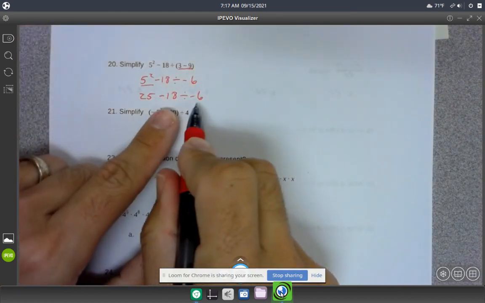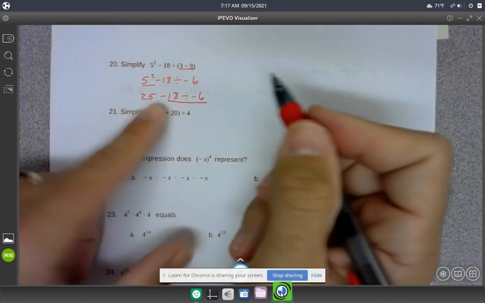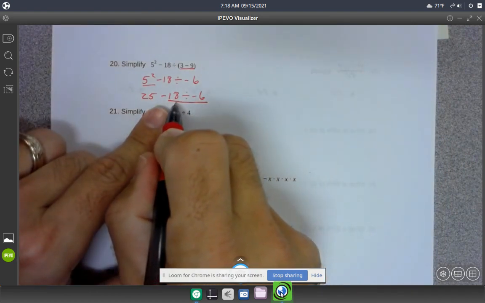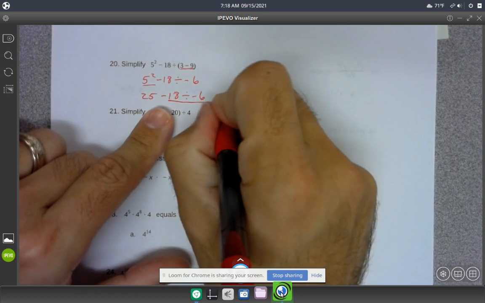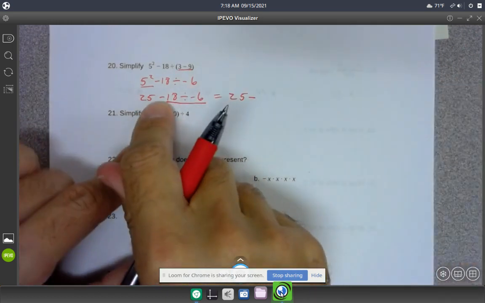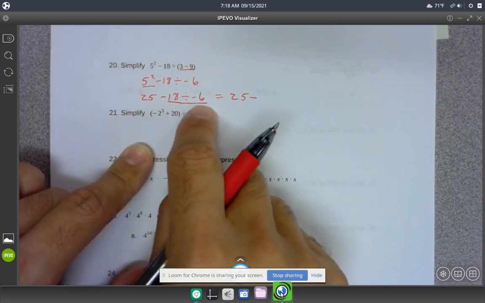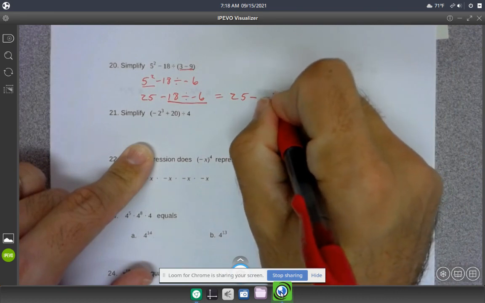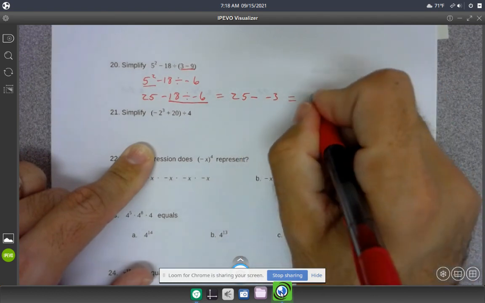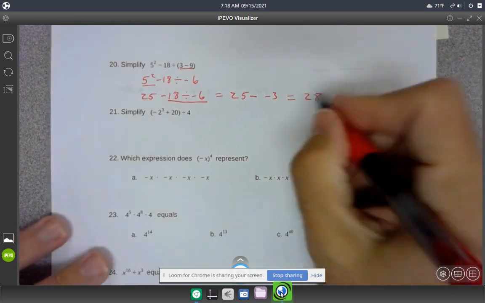All right, division next. So what I need to do is 18. Notice there's two ways of looking at this, but the way I'm doing it is positive 18 divided by negative 6. So this is going to be 25 minus, that's that minus sign there, and then 18 divided by negative 6 is a negative 3. The double negatives, that just makes a big plus sign. So this is how we get 28. 25 plus 3.